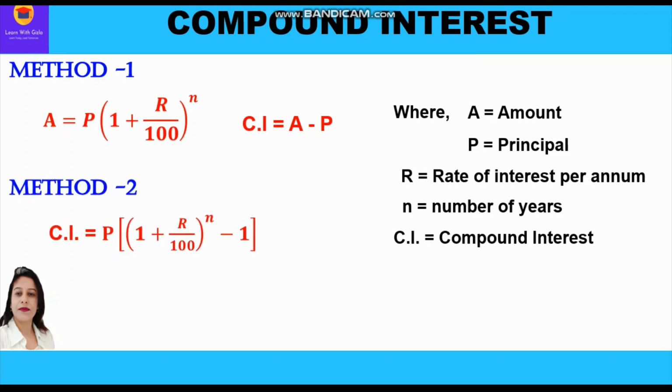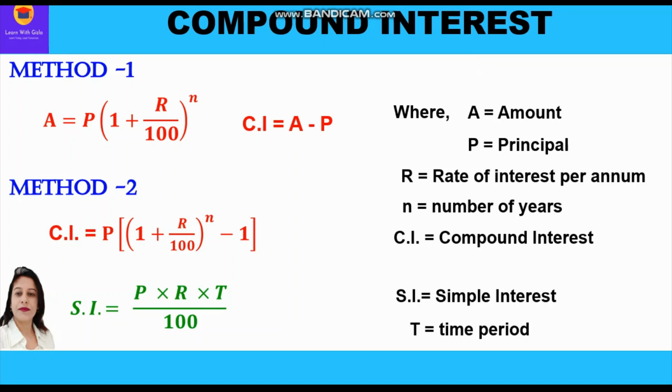In the second method, we can directly apply the compound interest formula, that is CI is equal to P[(1 + R/100)^N minus 1]. So either of the methods we can use to find compound interest. And for simple interest, we shall use the formula SI is equal to PRT upon 100, where P is the principal, R is the rate of interest, and T is the time period.